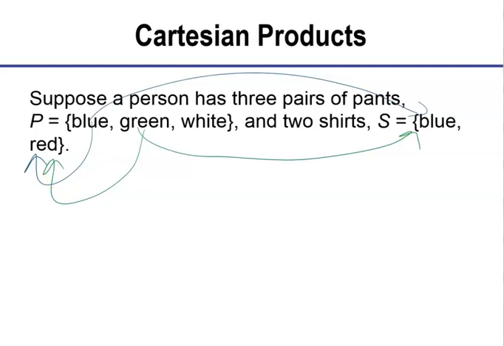PowerPoint's getting mad at me. And then finally, we could do white pants with the blue shirt, white pants with the red shirt. Now, if you followed all of those arrows, you would get 6. Is that the way to organize it? Maybe not.